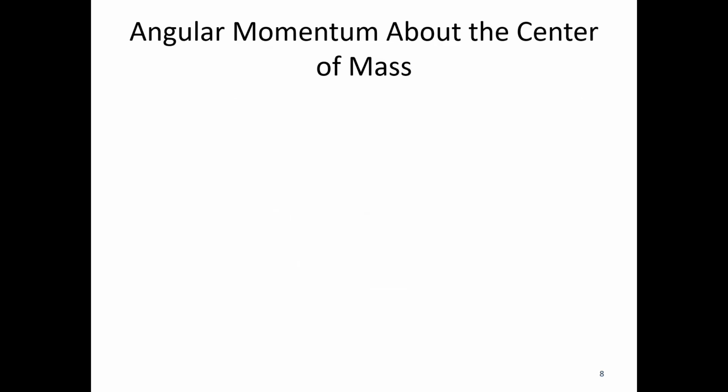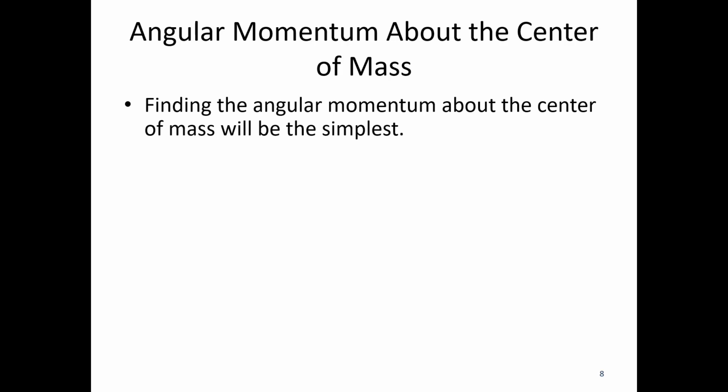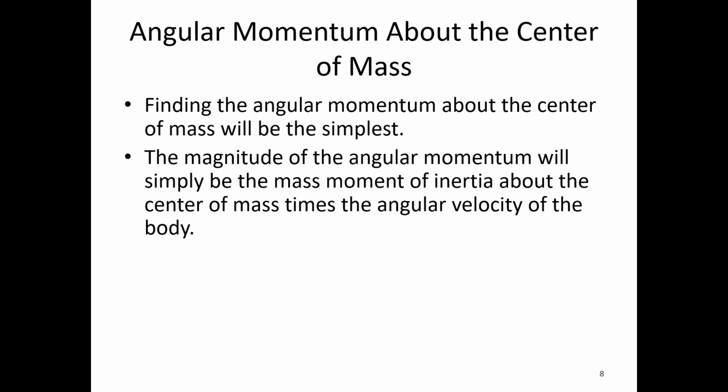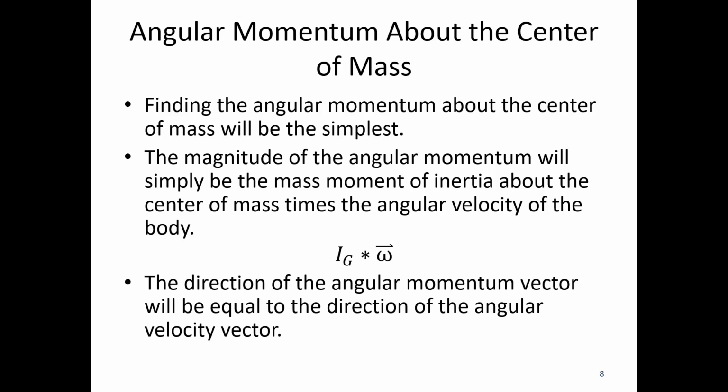So first one is the center of mass. Finding the angular momentum about the center of mass is probably the simplest. The magnitude of the angular momentum will simply be the mass moment of inertia about the center of mass times the angular velocity of the body. So IG times omega. IG is our mass moment of inertia. Again, you're going to go to the tables, look up that mass moment of inertia, and those values in the tables are about the center of mass. So figure out I multiplied by omega, and you get your angular momentum about point G.